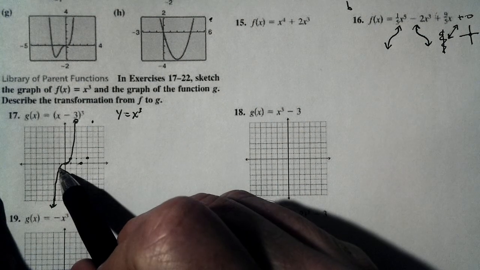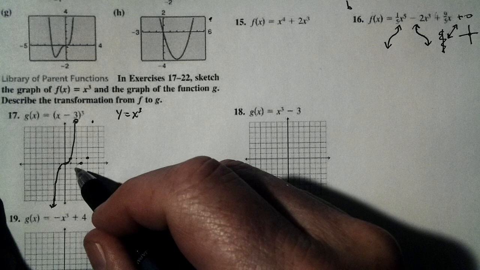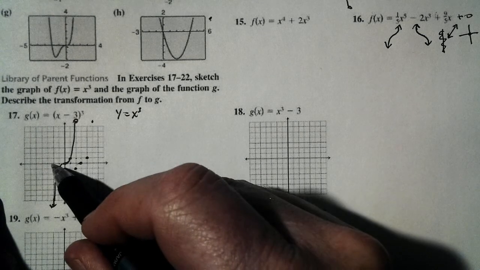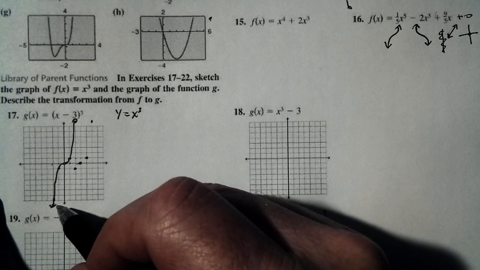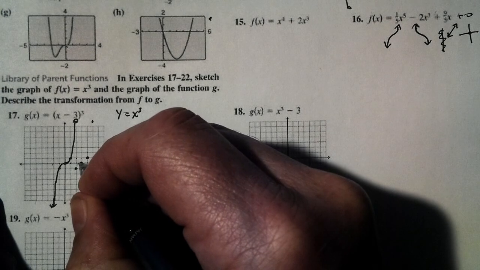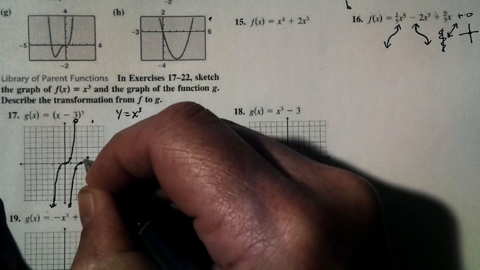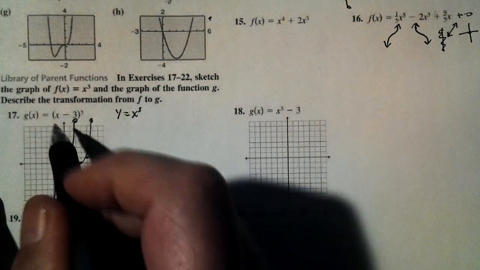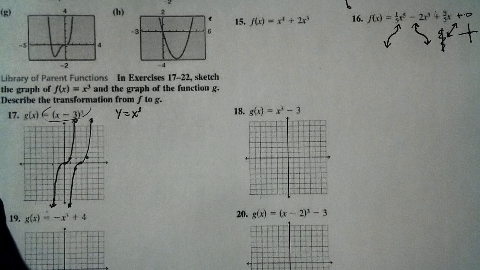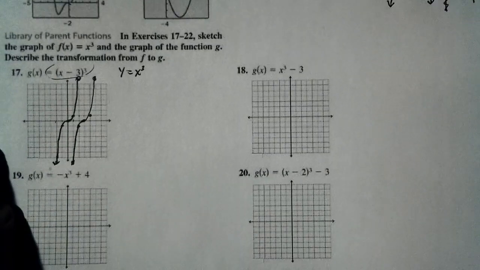Left 1, down 1, but we're shifting to the right 3. 1, 2, 3. And left 2, down 8, shifting to the right 3. 1, 2, 3. Momentarily flat. The graph looks the same, it's just all shifted to the right 3, and we've certainly practiced that. So this one, there's 17. I shouldn't have done 17. I'll leave 18 for you.